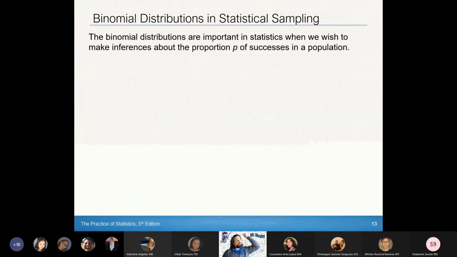So then we have binomial distributions in statistical sampling. All right, the binomial distributions are important in statistics when we wish to make inferences about the proportion P of successes in a population.